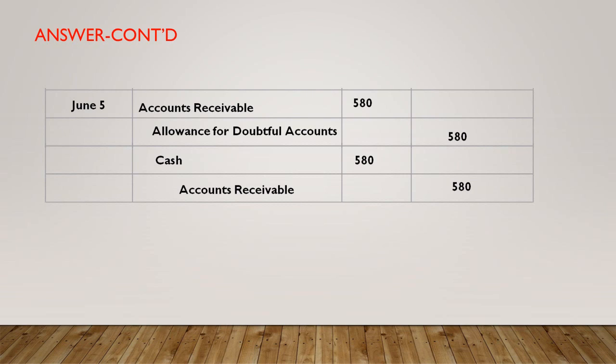Someone may ask me why we debit the accounts receivable and then we credit it. Because I cannot decrease it without first increasing it, to be able to credit the accounts receivable at the end when I have already collected the cash.